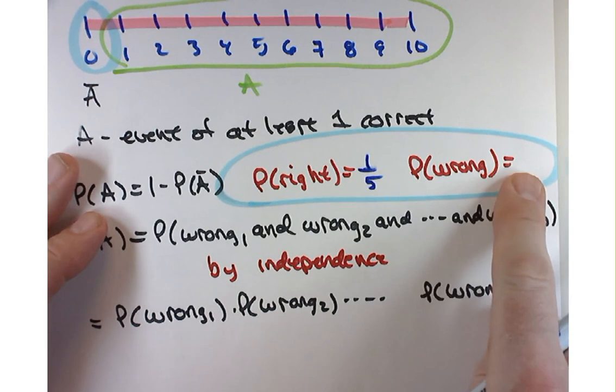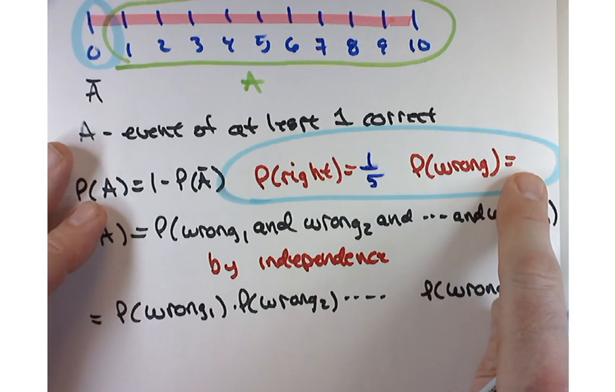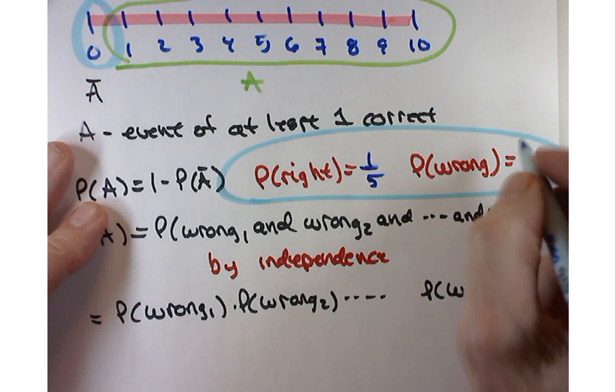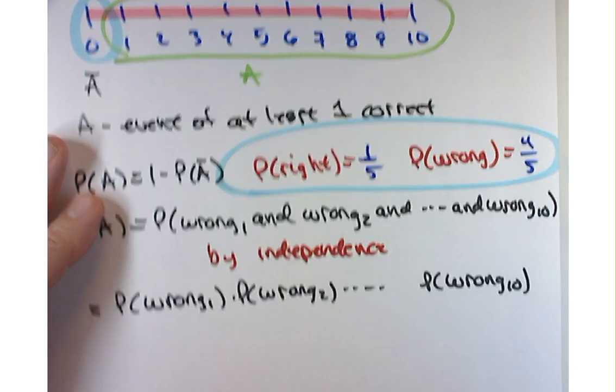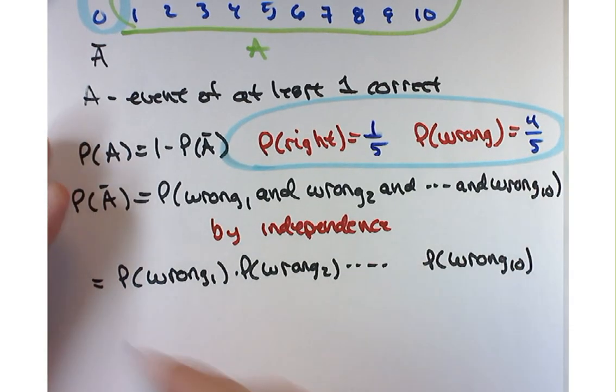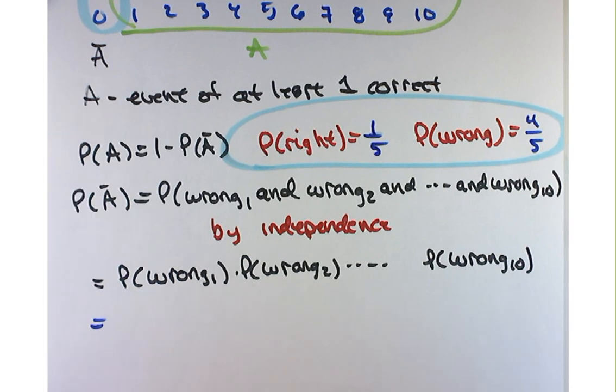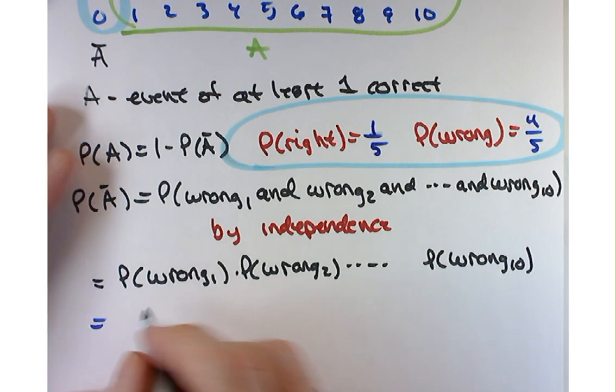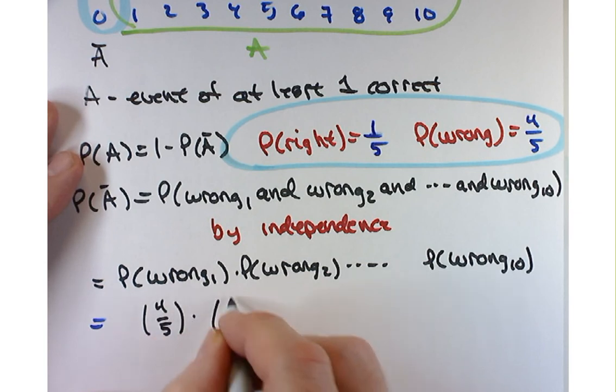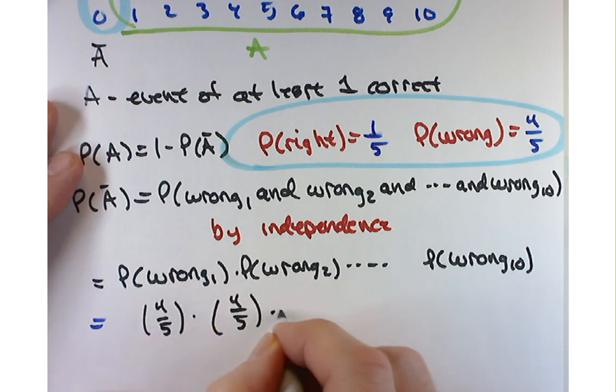So what does that mean the probability of getting 1 wrong is? 4 out of 5. And that's what I want to use down here. I've got the probability of getting the first one wrong. Well, I have a 4 in 5 chance of that happening. And the probability of getting the second one wrong, again, 4 in 5.